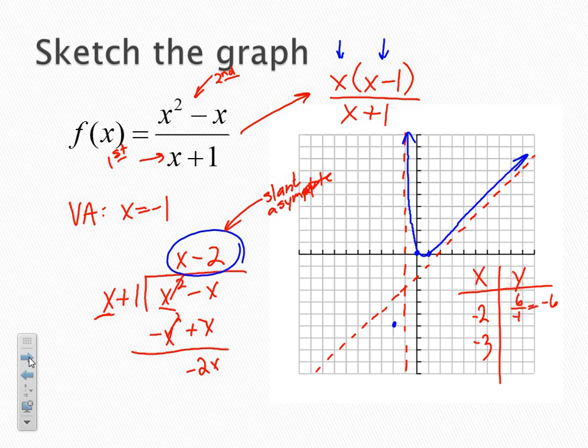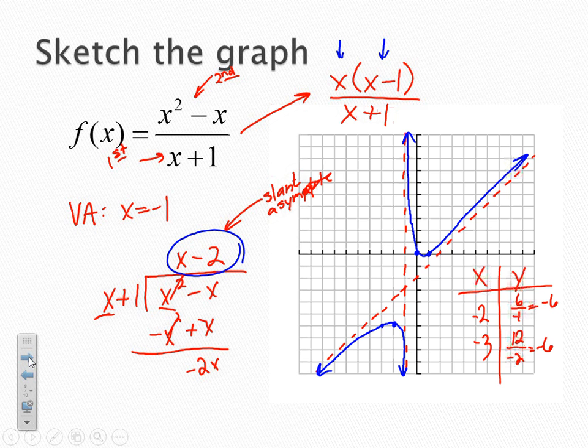Now let's evaluate negative 3. So if I plug in a negative 3, I get 9 minus a negative 3, which would give me a positive 12, all over negative 3 plus 1, which would be a negative 2. So again, I get a negative 6. So at negative 3, I'm again at negative 6. And again, this is now enough information. I can sketch this graph. I know I'm passing along my asymptote through those 2 points towards my other asymptote. And there's the left branch of this graph.